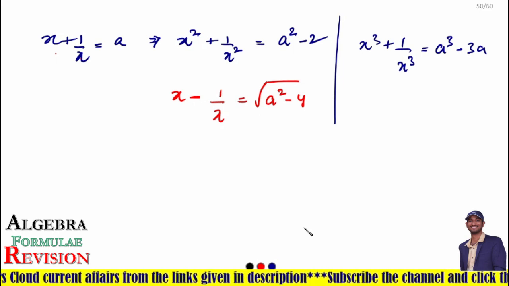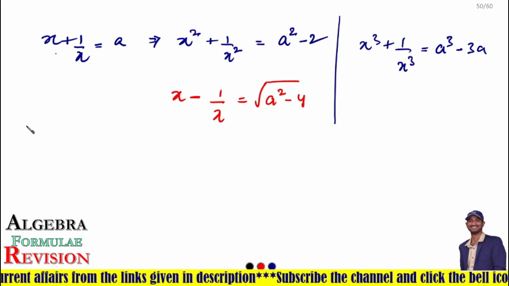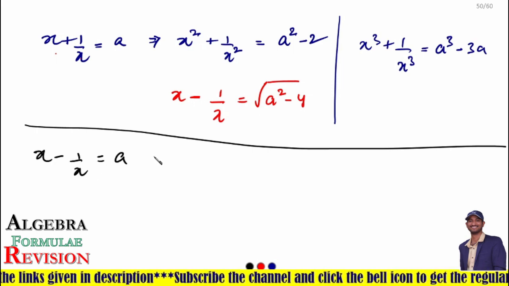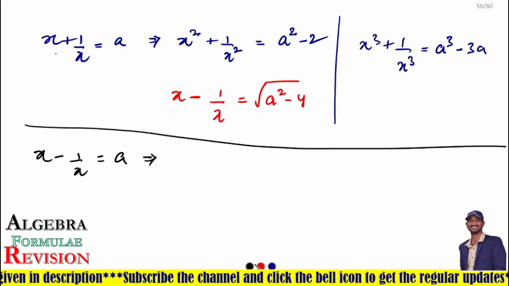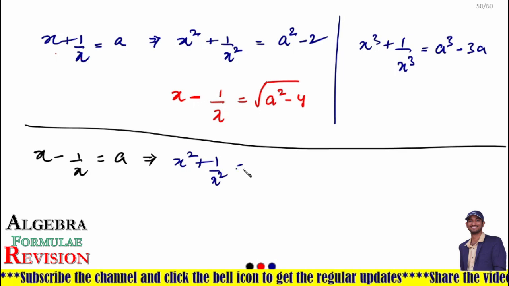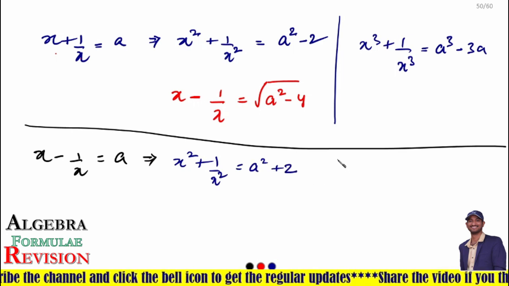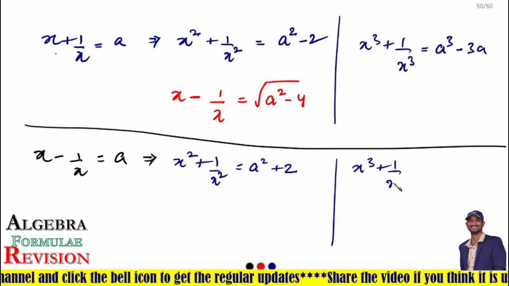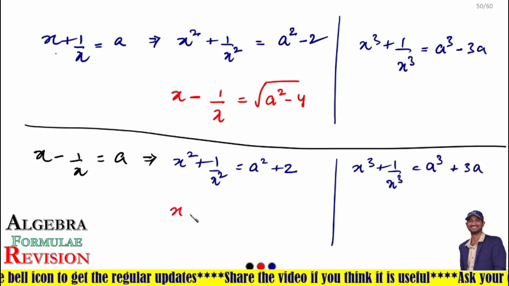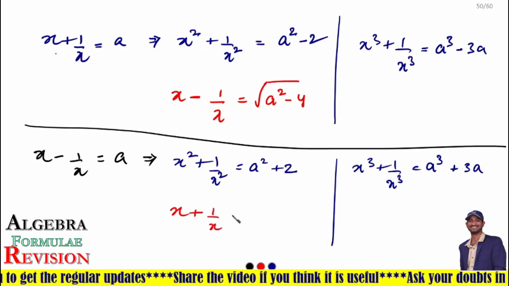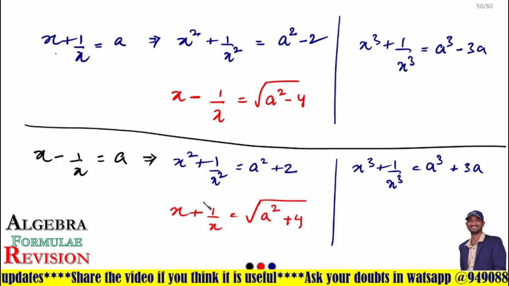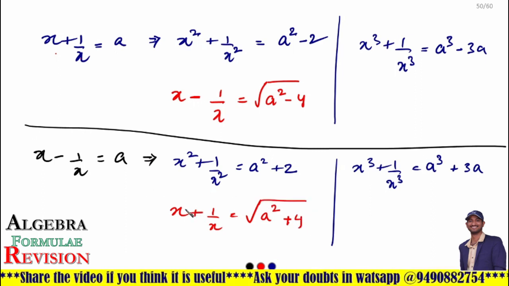In the same way, I'll write down for x minus 1 by x. Suppose x minus 1 by x is a, then all the values will be reversed like this. Minus becomes plus. Observe. Then x square plus 1 by x square is a square plus 2. And x cube plus 1 by x cube is a cube plus 3a. And x plus 1 by x is the square root of a square plus 4. These two are very, very important.